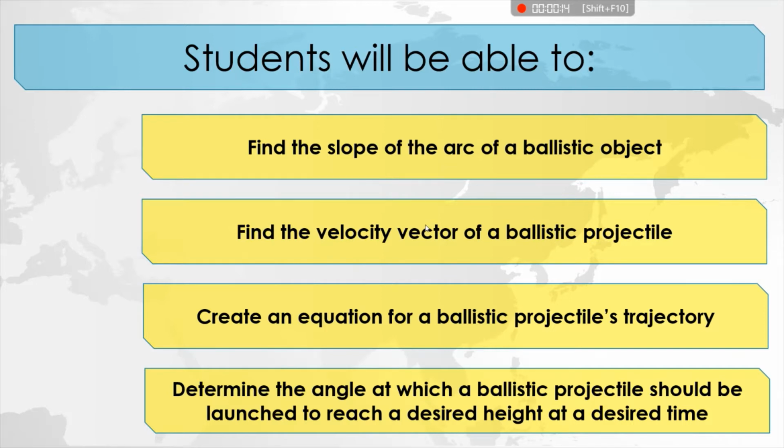We're looking to find the slope of an arc of a ballistic object, find velocity vectors, create equations for trajectories, and determine the angle at which a ballistic object should be launched to reach a set height at a set time. So the first thing I'm going to do is go through all of the stuff that we've already covered with projectile motion right before the break.